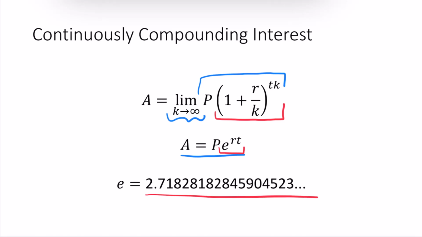So that's what continuously compounding interest means. And you'll be doing a project where you'll be using this concept. So the main idea is that if you end up making K infinitely big in this compound interest formula, that formula ends up equaling this.